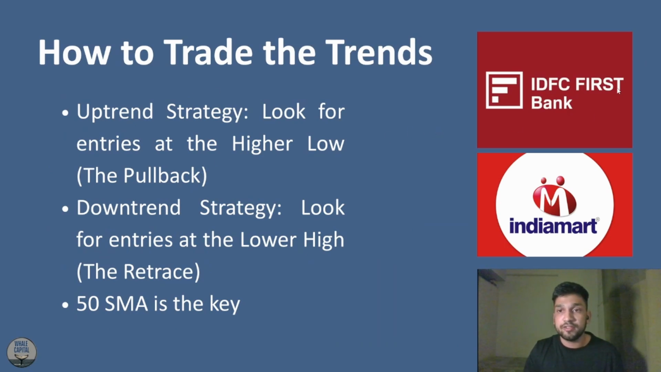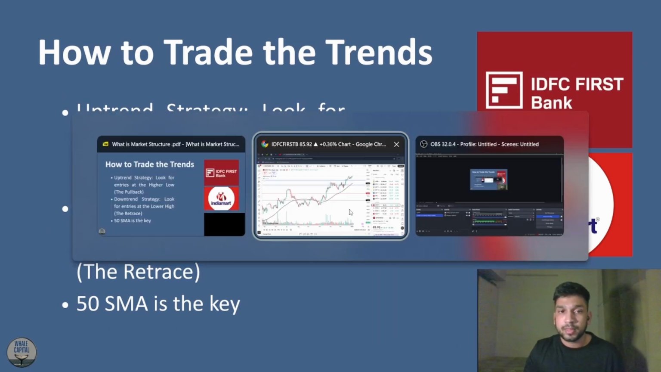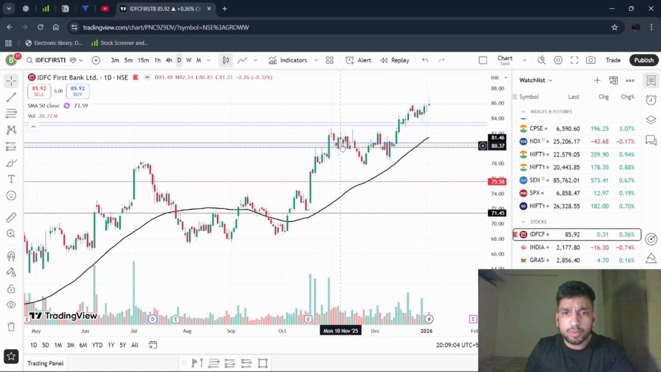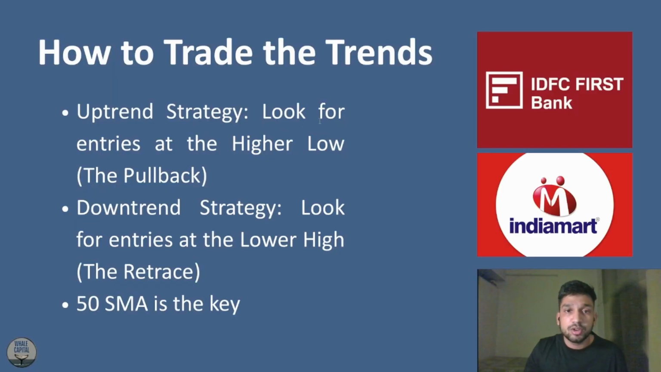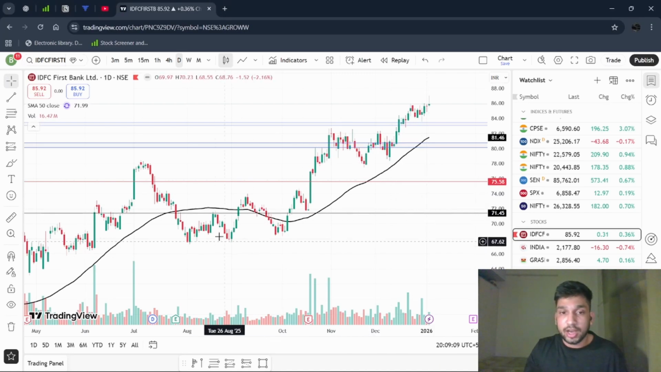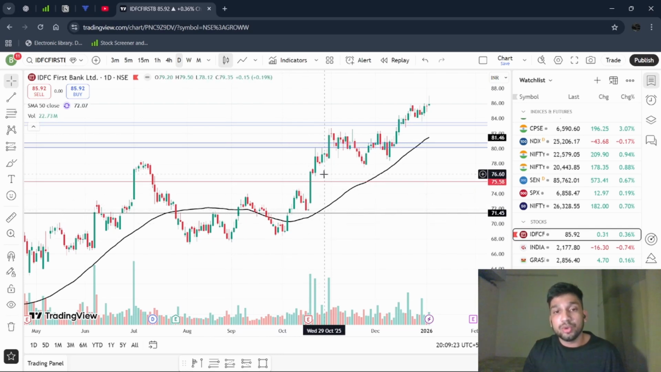For uptrend, I have taken the example of again IDFC Bank, and for downtrend, I have taken the example of IndiaMart. So here it says look for entries at higher low. So what is a higher low? This is a low that was formed, then the market went up, and this is the higher low. Your ideal entry should be when there is a swing and the market comes down, and you know that the overall trend is positive, your entry should be here.